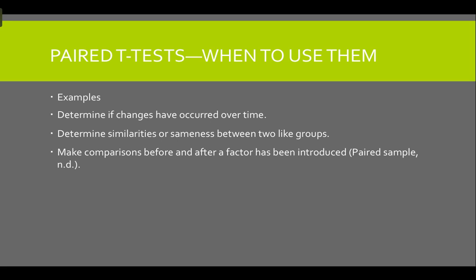Another reason would be to determine similarities between two like groups. Our textbook gives an example, which we'll look at in a minute, of fathers and mothers' education levels. A paired t-test can tell us whether they are the same or if one group is higher or lower than the other. Another use of the paired t-test would be to make comparisons before and after a factor has been introduced. We'll actually work through an example of this as well, looking at the survival of a fish species before and after water treatment was introduced.